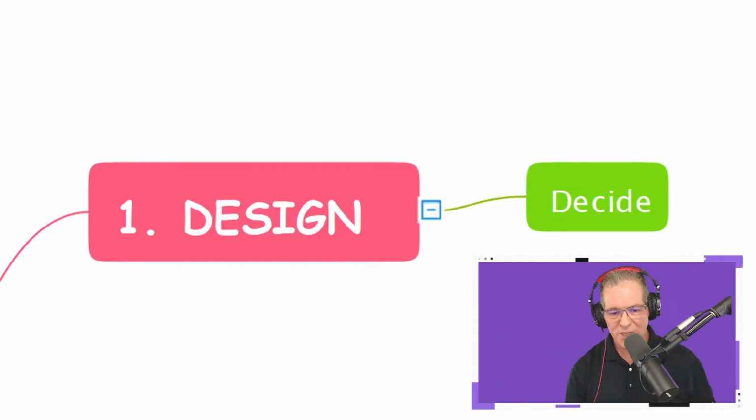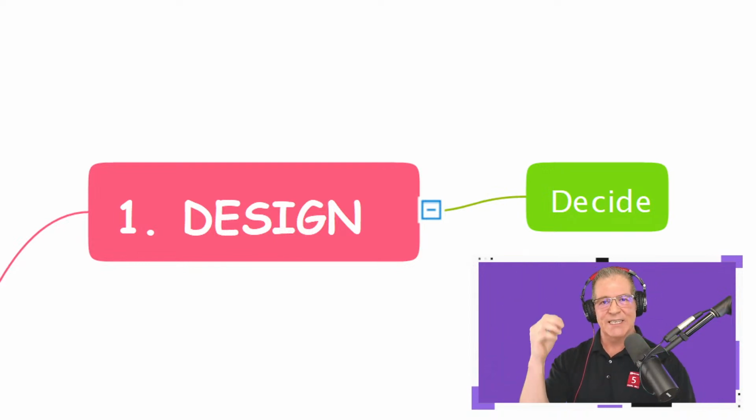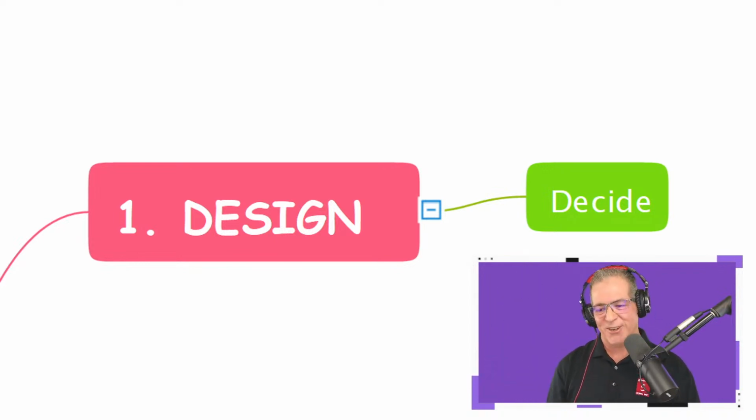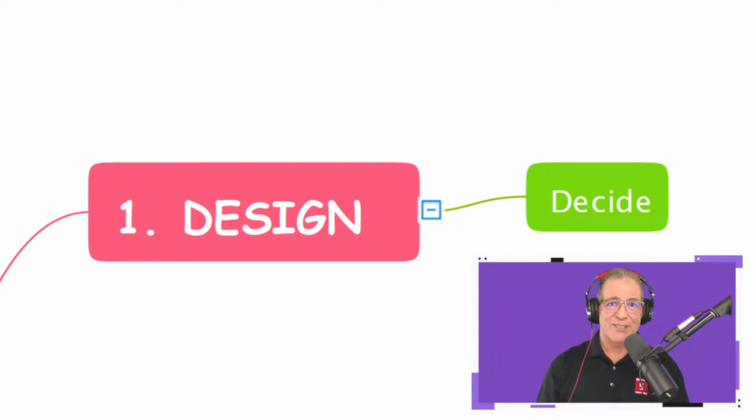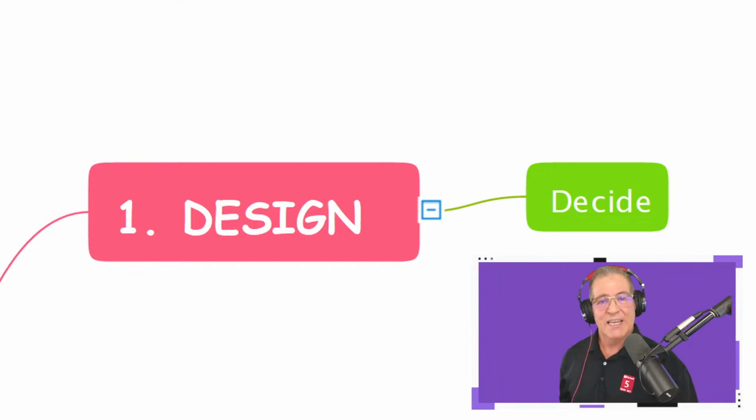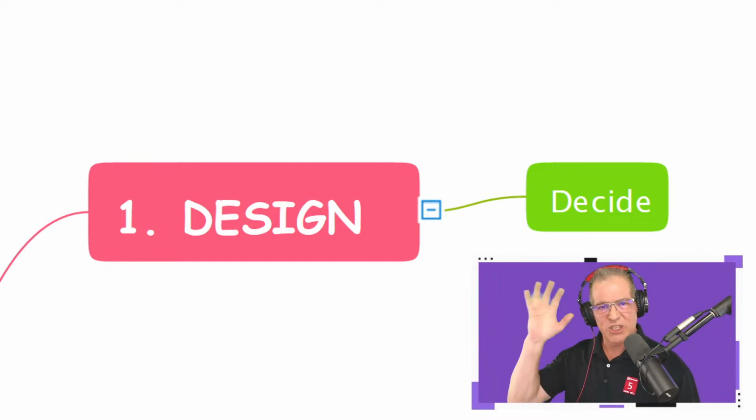So let's keep on rolling. We've got design. Whoa, that was what I said. I was trying to say decide and design at the same time. So play it back so you can see what word it was that I just made up. Step 1, design. Decide what it is you're going to do.